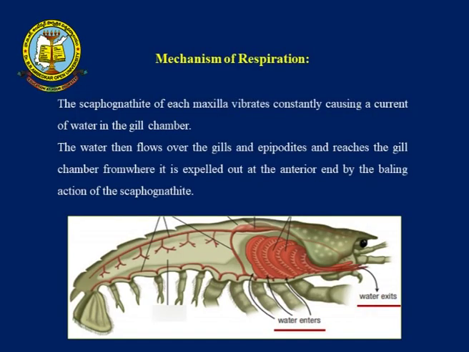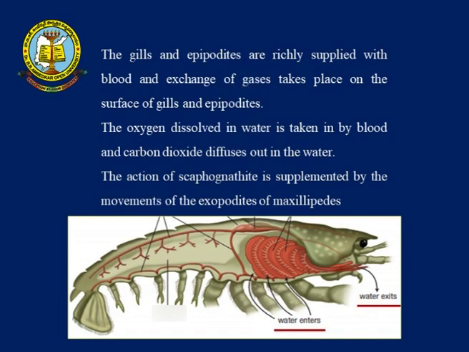Mechanism of respiration. When the water enters through the gills, the epipodites reach the gill chamber, from where it is expelled out at the anterior end. The gills and the epipodites are richly supplied with blood and exchange of gases takes place. The oxygen dissolved in the water is taken by the blood and carbon dioxide diffuses out. The action of the scaphognathite is supplemented by the movement of exopodites and maxillipedes.